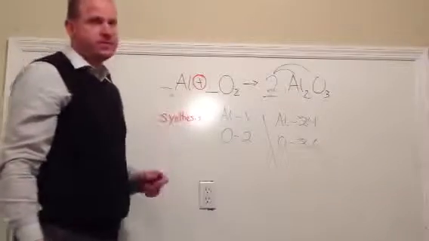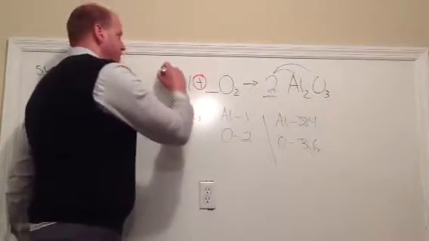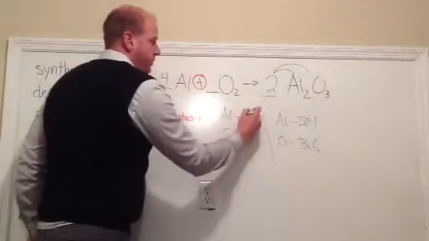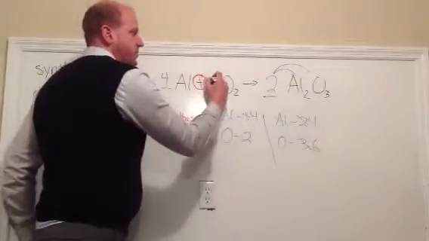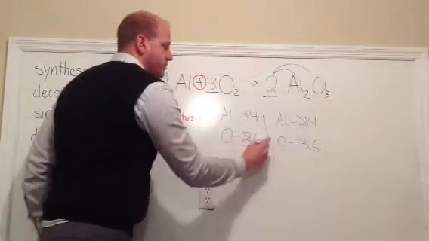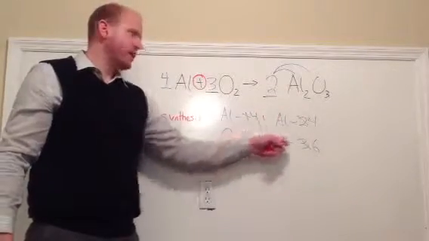So now I go on to my reactant side. In order to make my aluminum 4, all I do is multiply by 4. In order to make my oxygen 6, I multiply it by 3. So now I have my aluminums are balanced and my oxygens are balanced.